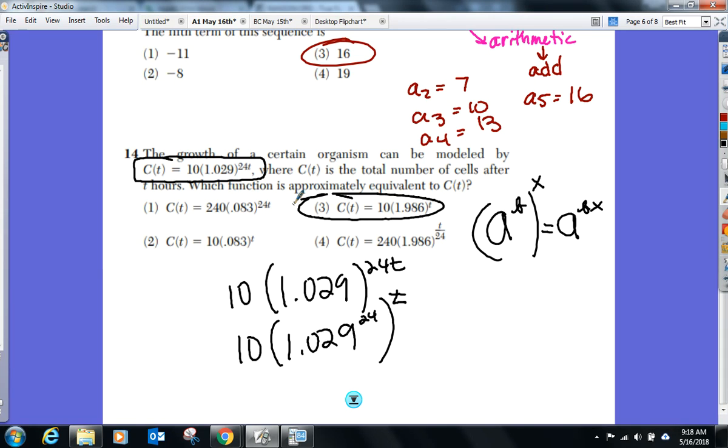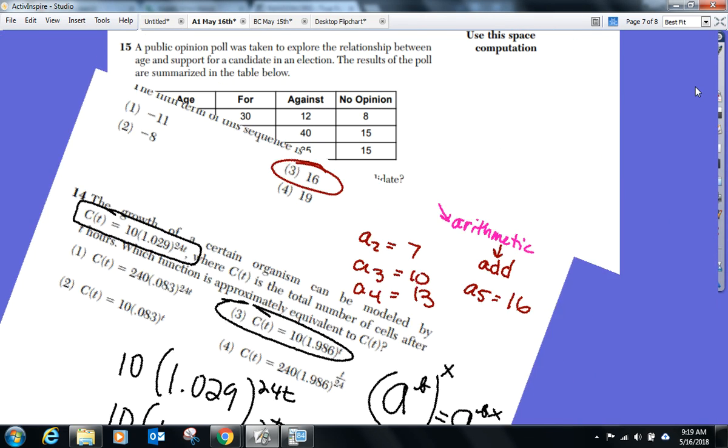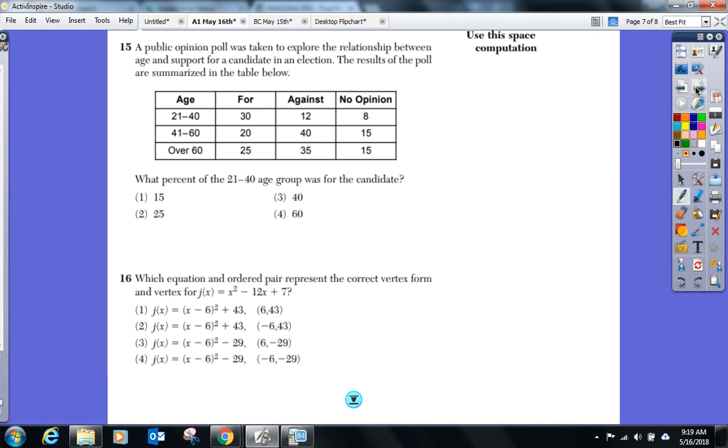All right. The other way to do it is plug that into your calculator, y equals, go to a table, and then plug each one of these into a separate y equals and see what their tables look like. They should be about the same. What's the next one? Do we have time? Yeah, we have time to do this last one here. 15.